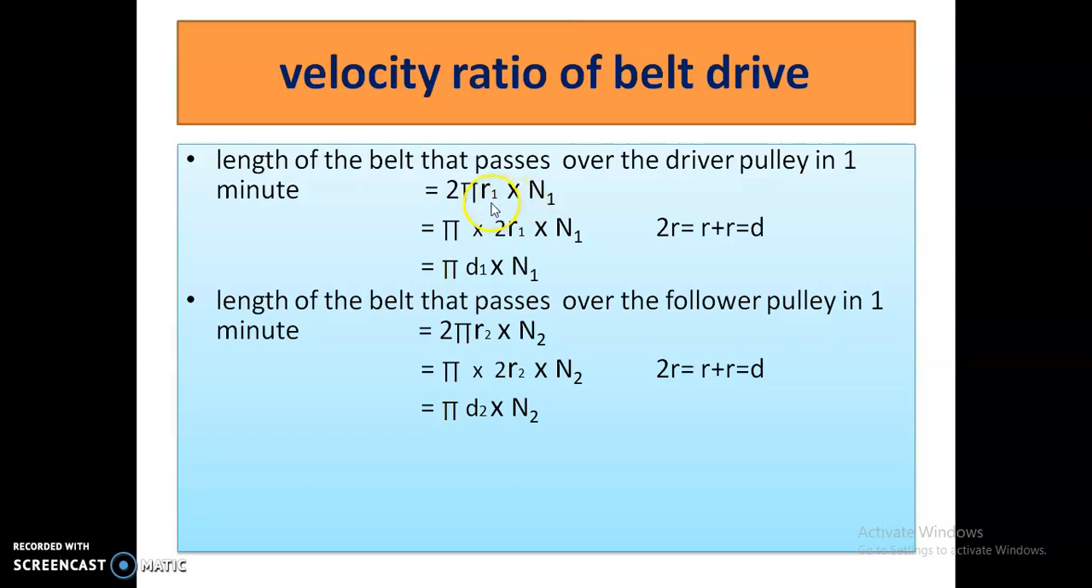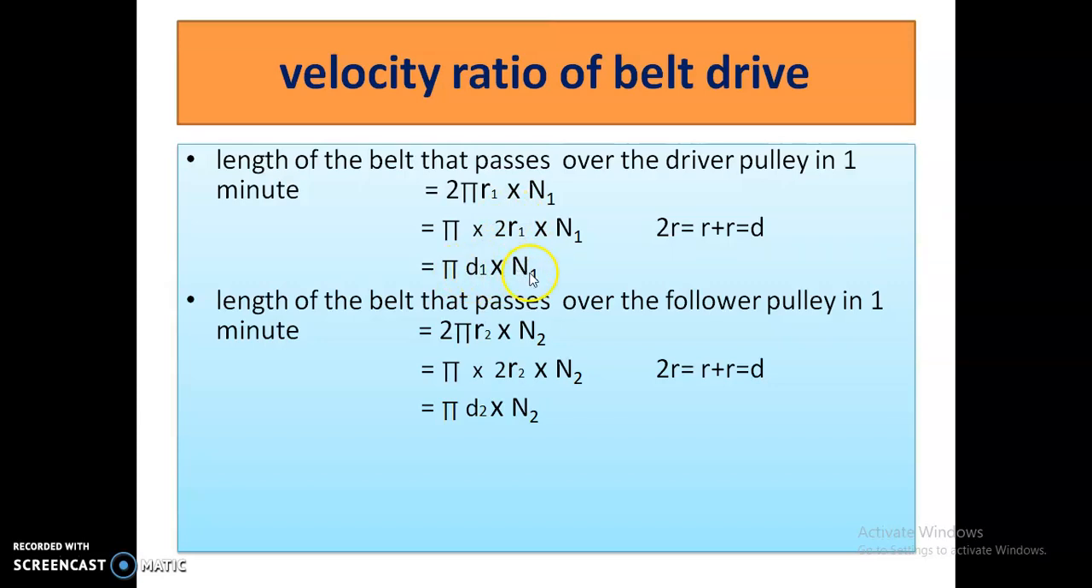So if we multiply the circumference of the driver pulley and the number of revolutions, we get the length of the belt that passes over the driver pulley in 1 minute. So we can write this equation as pi into 2r1 into n1. Here 2r is nothing but r plus r, which is the diameter. So finally, 2r1 is nothing but D1, and we can substitute D1 in place of 2r1.